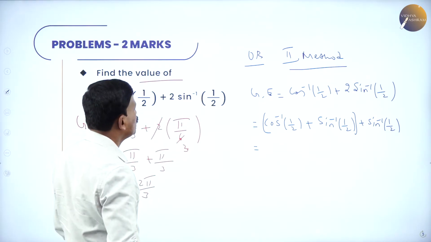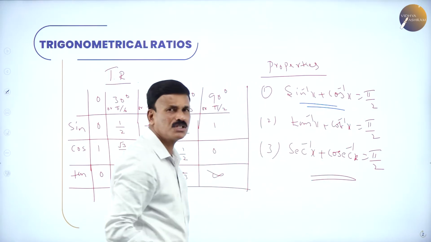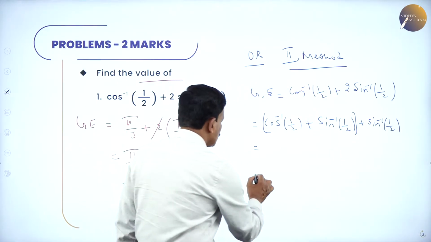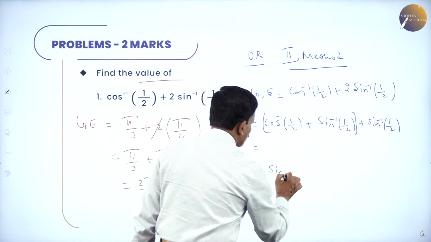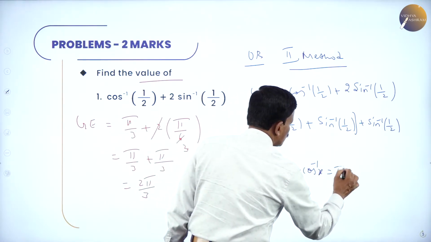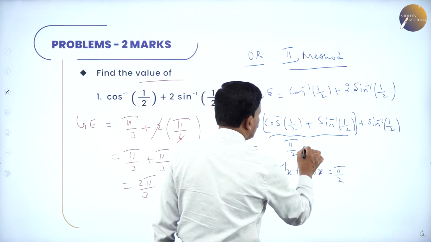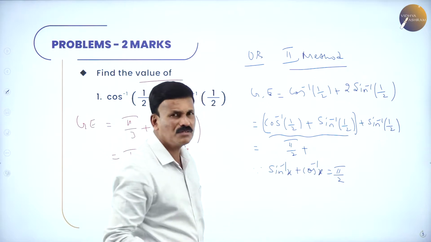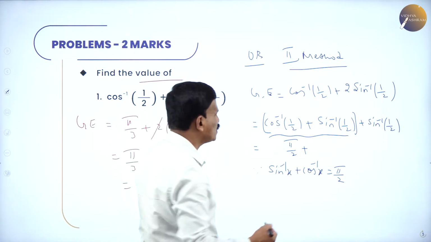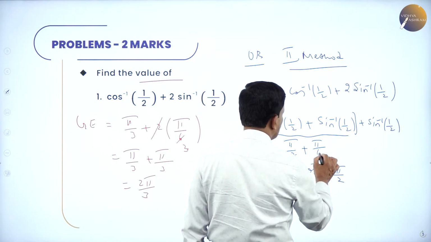What is the formula here? See here, sine inverse x plus cos inverse x is always equal to pi by 2. That means this entire quantity can be written as pi by 2 plus sine inverse of 1 by 2. Sine 30 is nothing but 1 by 2, so this can be written as pi by 6.